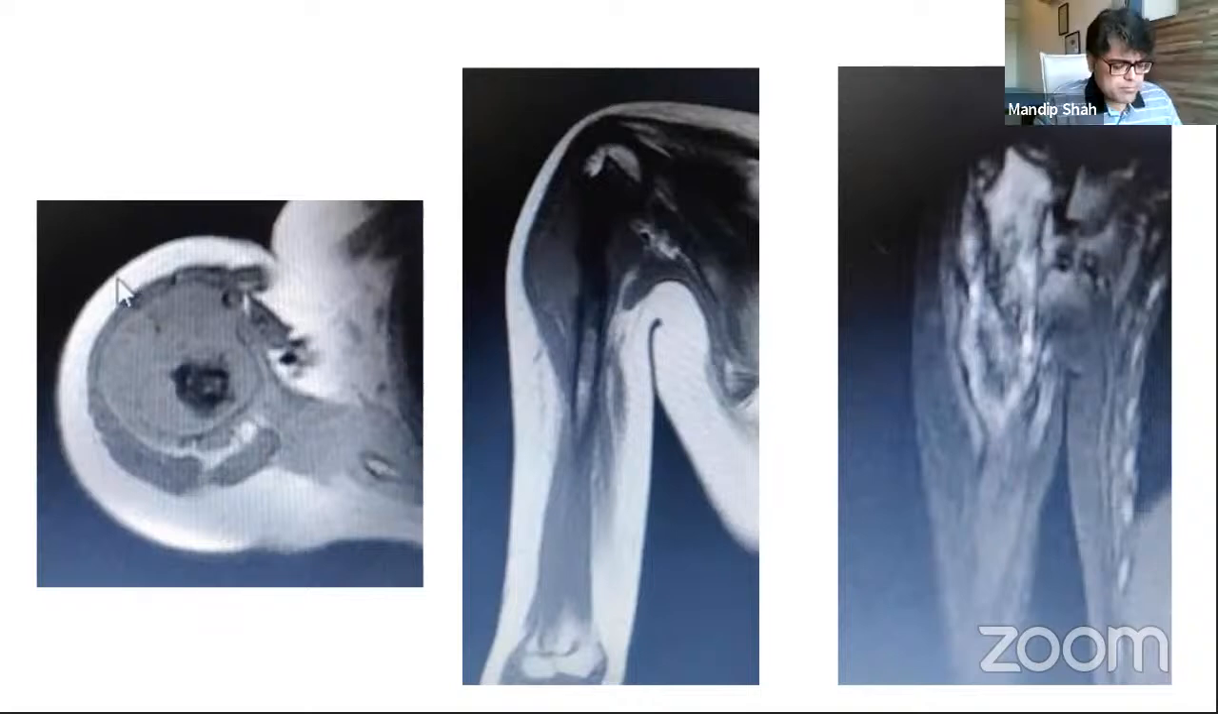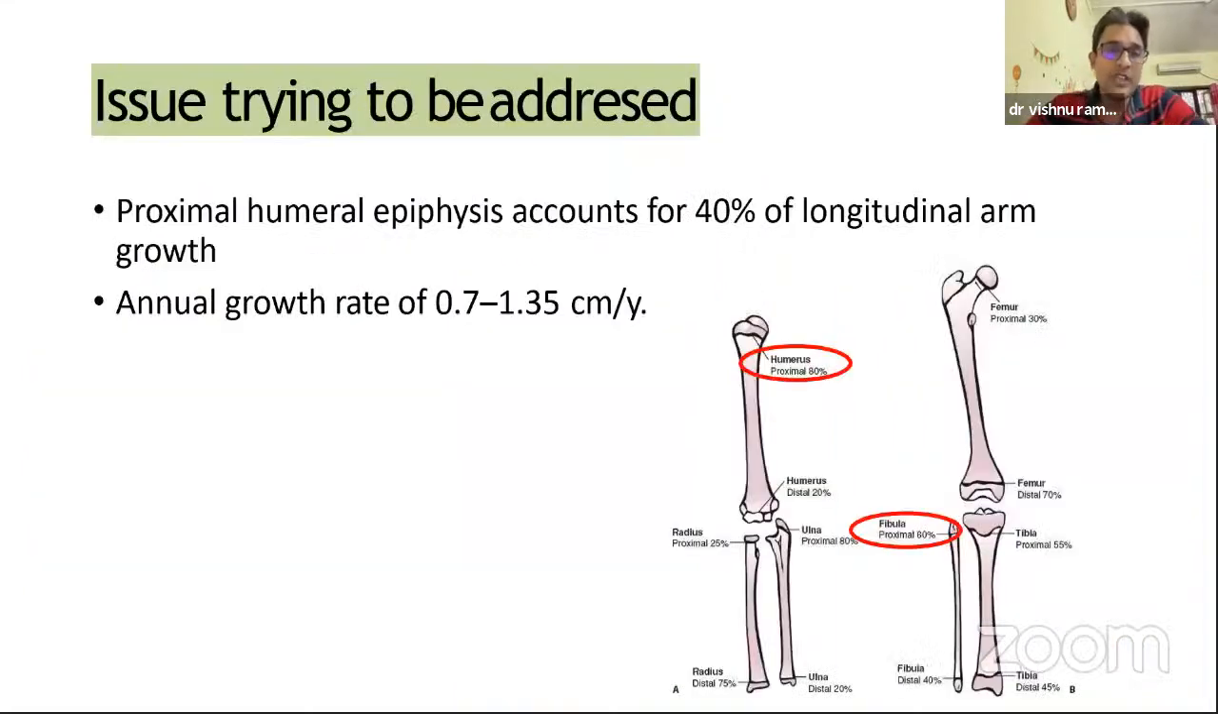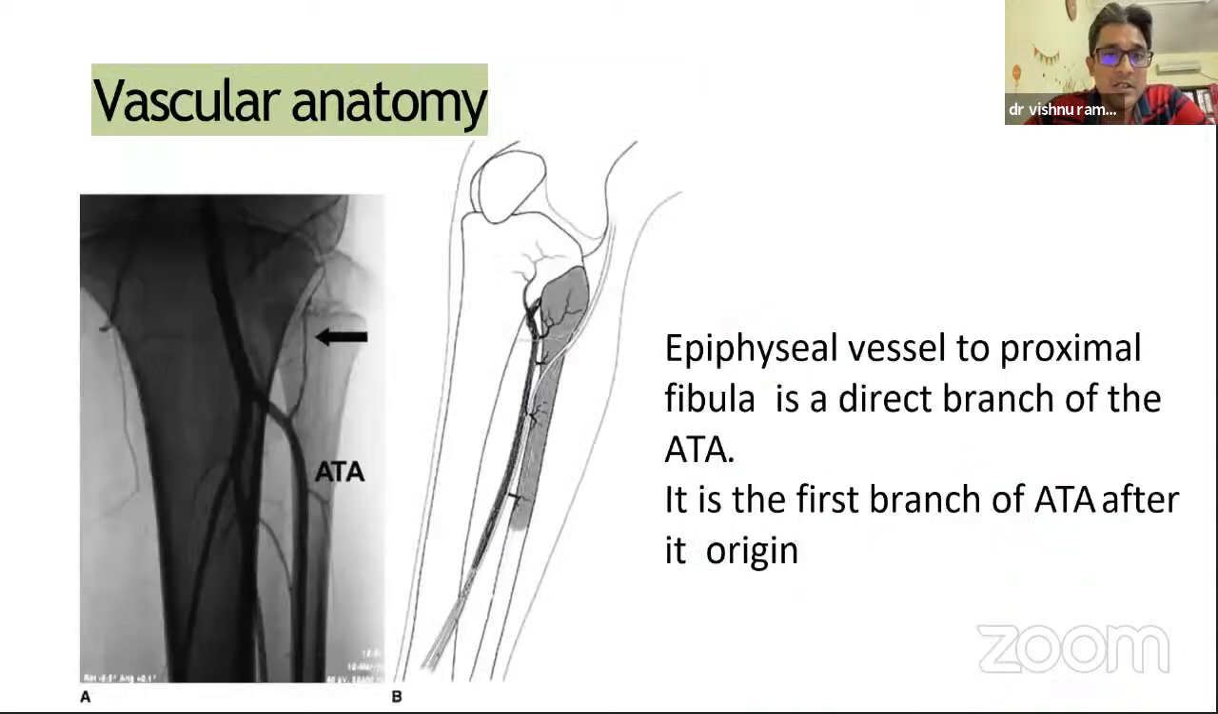Thank you. So Vishnu, you can tell us what you did. Yes, sir. Next slide. The issue that we are trying to address is the growth of the proximal humerus. As rightly pointed out, it contributes to 80% of upper limb growth with an annual growth rate of around 0.7 to 1.3 centimeters. Next, sir.